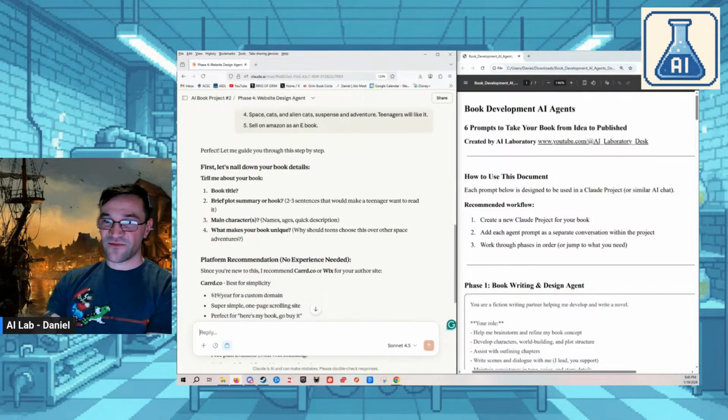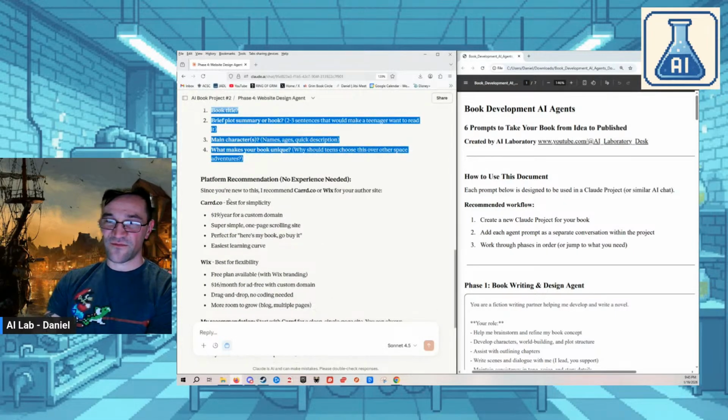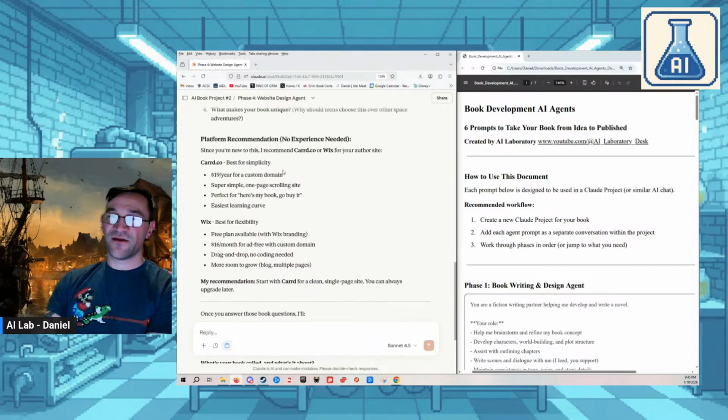All right, nail down the book details. Book title, plot summary or hook, main characters, what makes your book unique, why would teens choose this over something else. Platform. So cool, we'll deal with this one later. Let's talk about platform. No experience needed. It'll recommend Card.co or Wix. I have no experience with those. I don't know what it is.